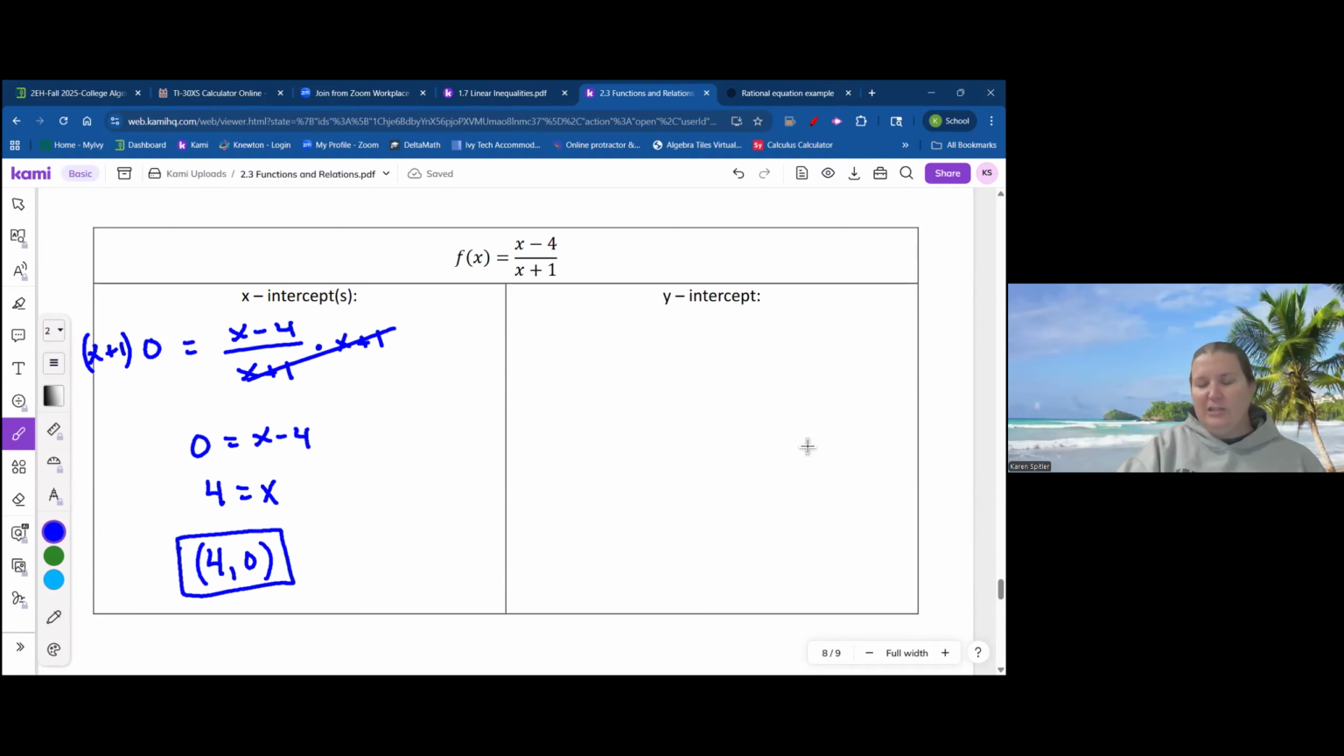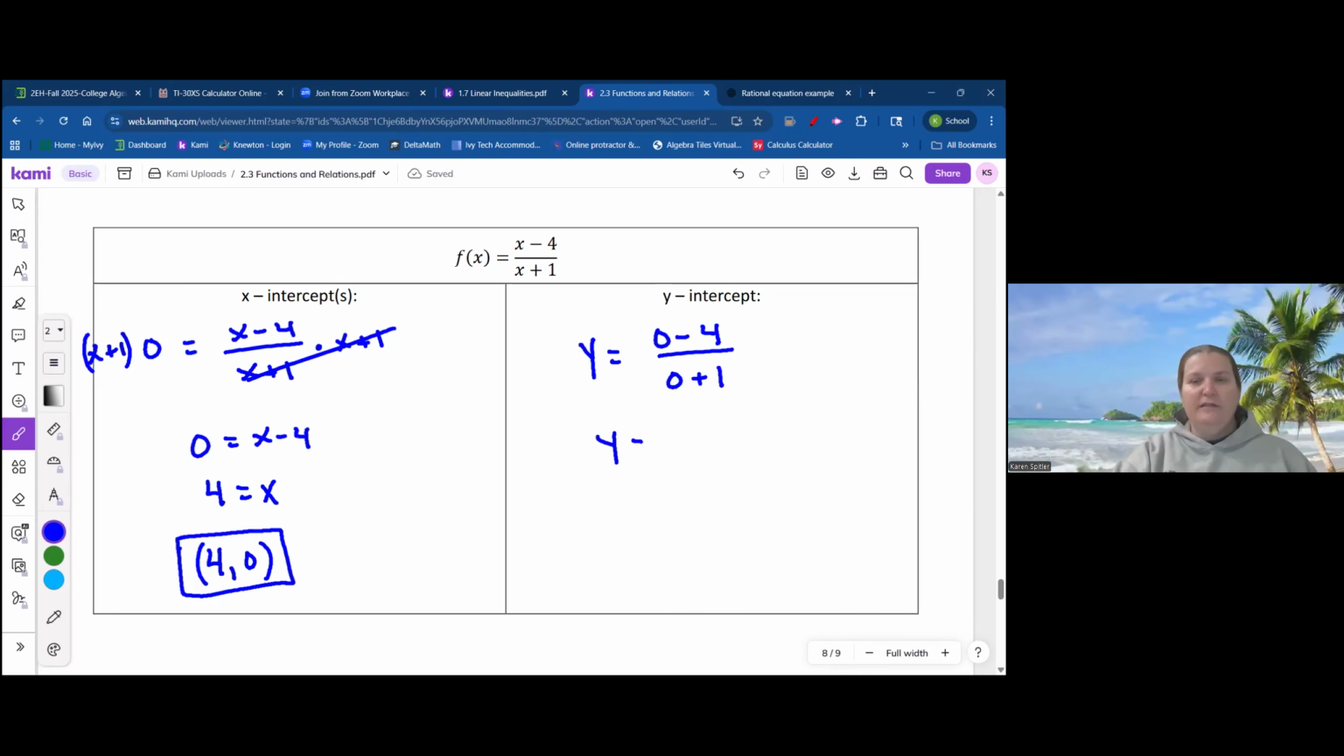So with rational functions, to find the x-intercept, you just set the numerator equal to 0. Y-intercept, again, x is 0. So y is equal to 0 minus 4 over 0 plus 1. Y is equal to negative 4 over 1. Y is equal to negative 4. So this is (0, -4).